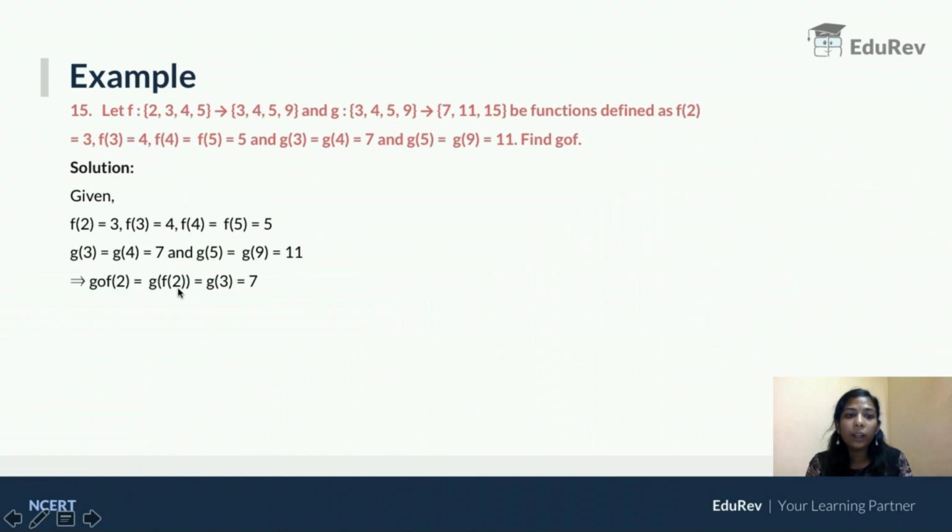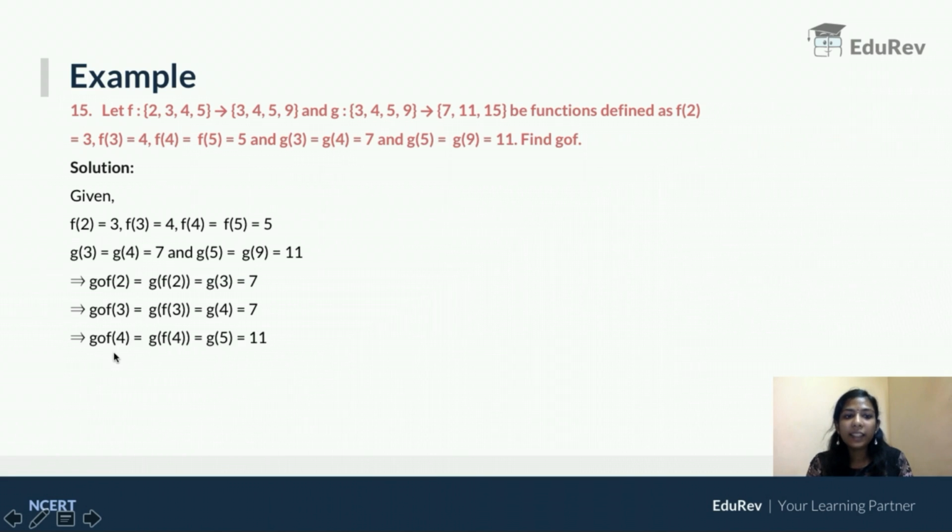But what did they give f of 2 value as? 3. So I will replace f of 2 with 3. So it is g of 3. What is the value of g of 3? They have mentioned it is 7. So the value is 7. So what is g circle f of 2? That is 7. And g circle f of 3? g of f of 3. What is f of 3 value? 4. So I am replacing f of 3 with 4. What is g of 4? The value was simply 7.